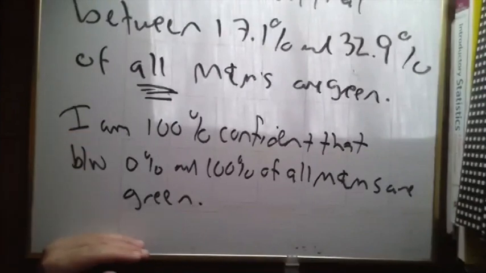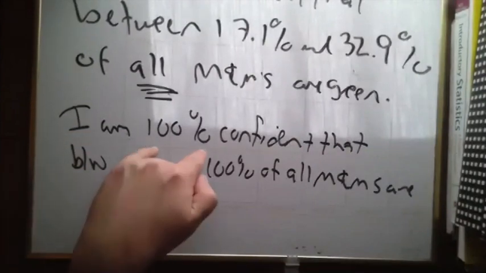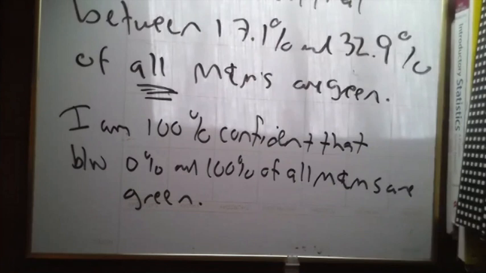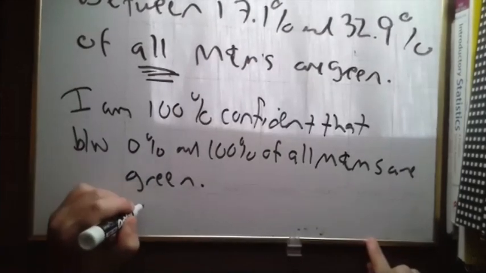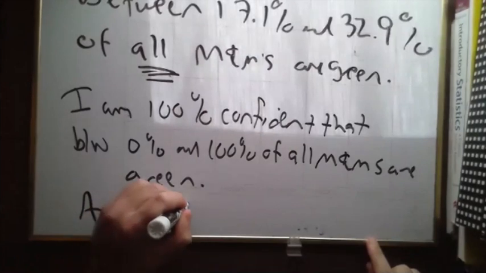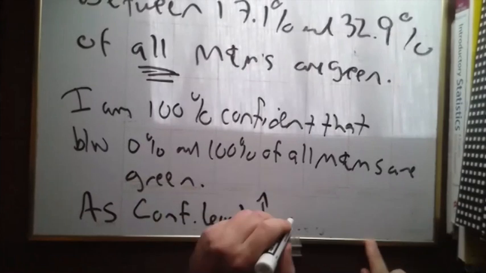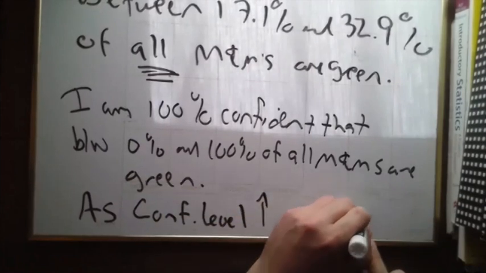Of course that's true. If we go up to 100% confidence, our margin of error becomes so big, we're not saying anything. So there's a trade-off. The more confident you are, the bigger your margin of error gets and the more wiggle room you have to leave. So as your confidence level increases, goes up, your margin of error also goes up.